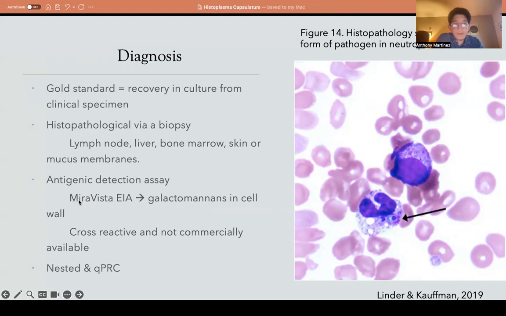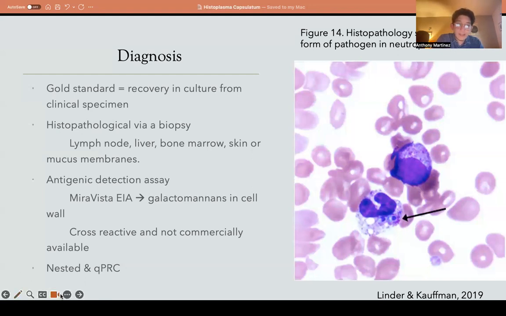One of the common ones is MiraVista, and that looks at the galactomannins in the cell wall. For some reason, this isn't available commercially, and there are some commercially available assays that have been looked at, though some of them, the papers indicated that they weren't as good as the MiraVista, or they had more cross-reactivity than the MiraVista, because the MiraVista is looking at galactomannins. This is found in quite a few different fungi, so cross-reactivity and false positives are possible.